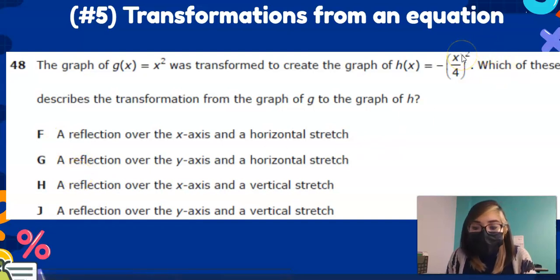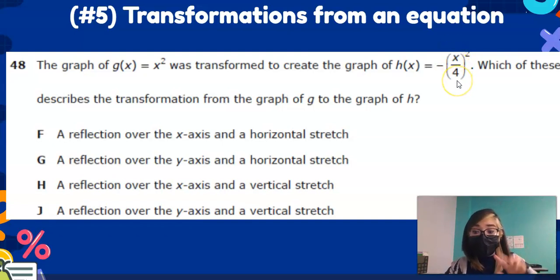Now we have x over 4. Now we're inside, so we know we're going to have a horizontal transformation. In this case, we are multiplying or dividing, so we're not adding or subtracting, so we know we don't have a horizontal shift. We don't have a negative inside, so we don't have a horizontal reflection. But we are dividing by 4, so we know we're either going to have a stretch or compression.